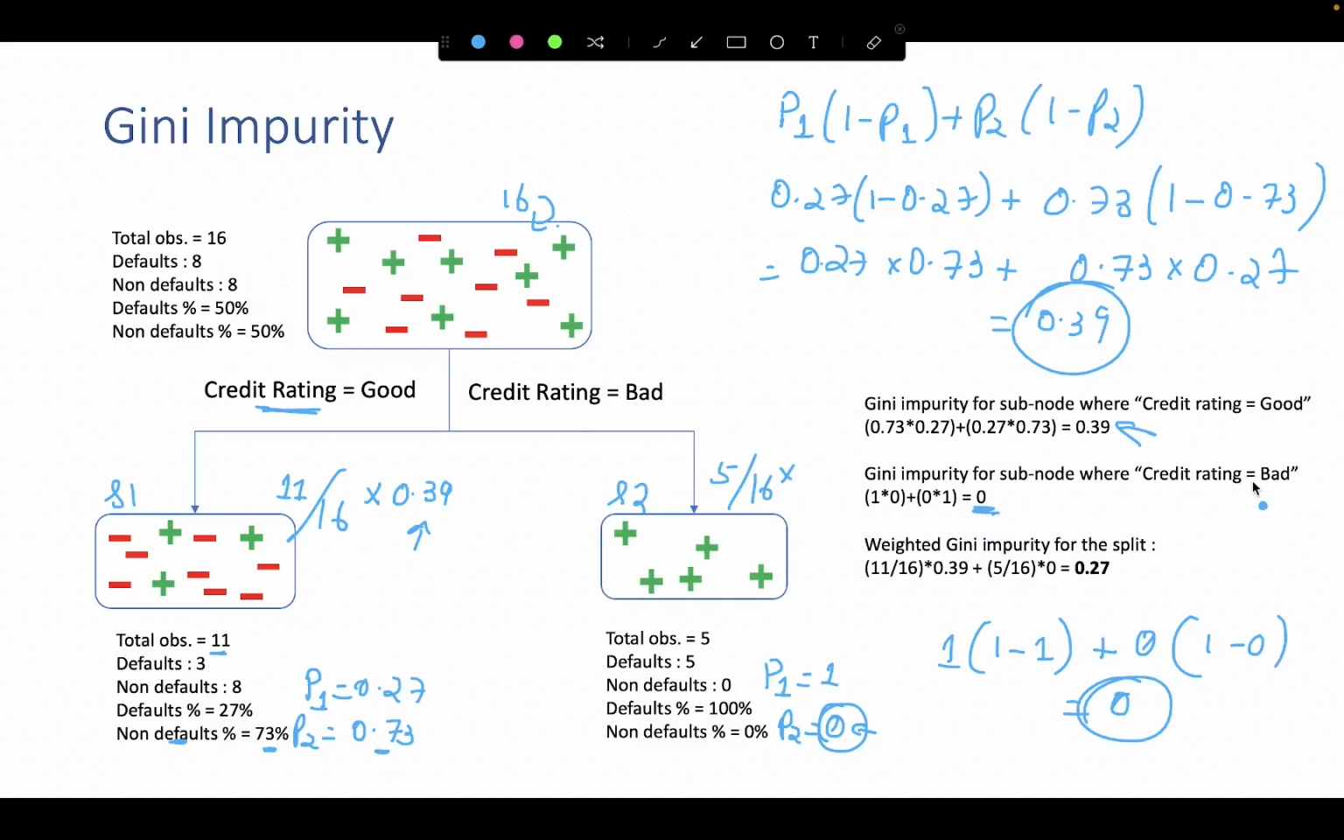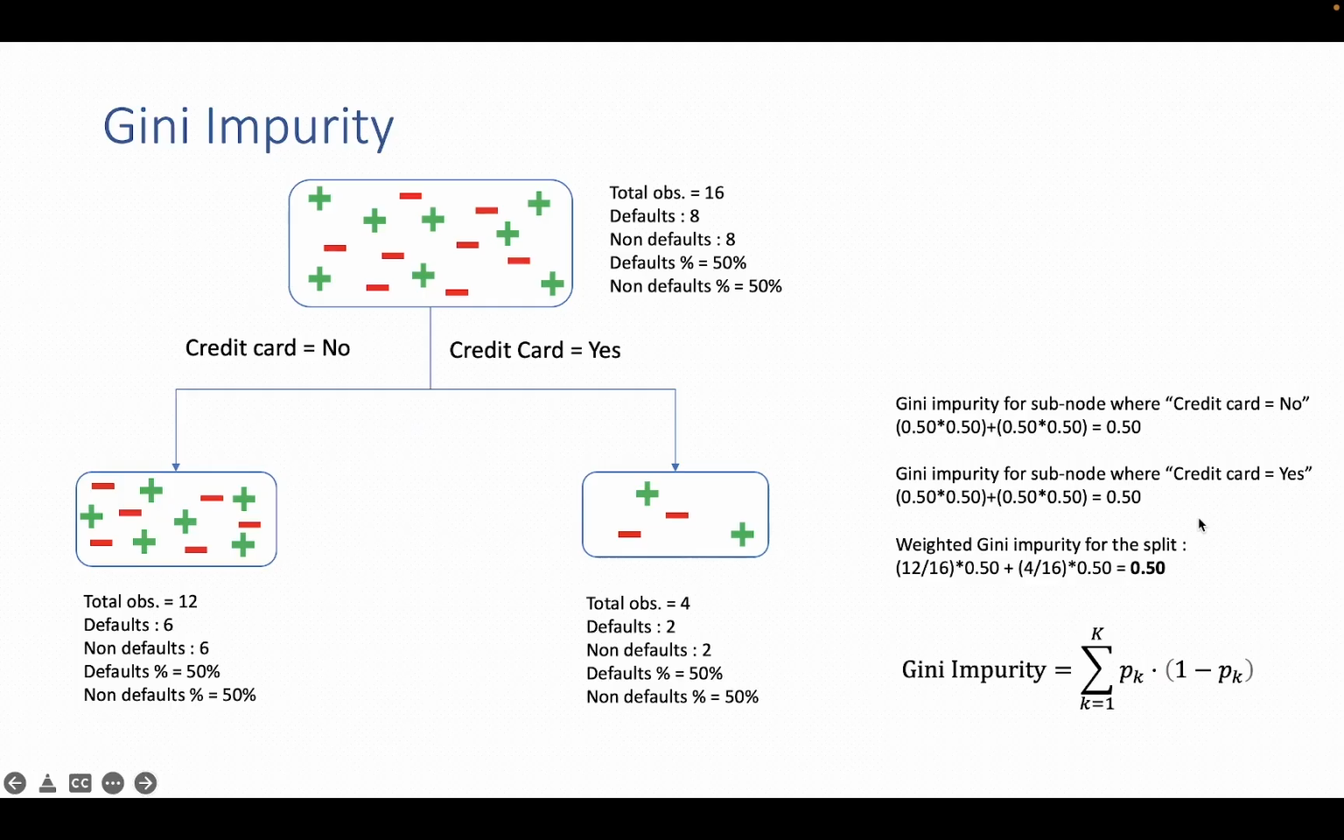The second term is completely equivalent to 0. And hence we multiply this term, 11 by 16 multiplied by 0.39, plus 0, which is going to result in a value of 0.27. This weighted Gini impurity for the feature split credit rating is 0.27, which is clearly lesser than 0.50 that we calculated in the previous exercise, right?